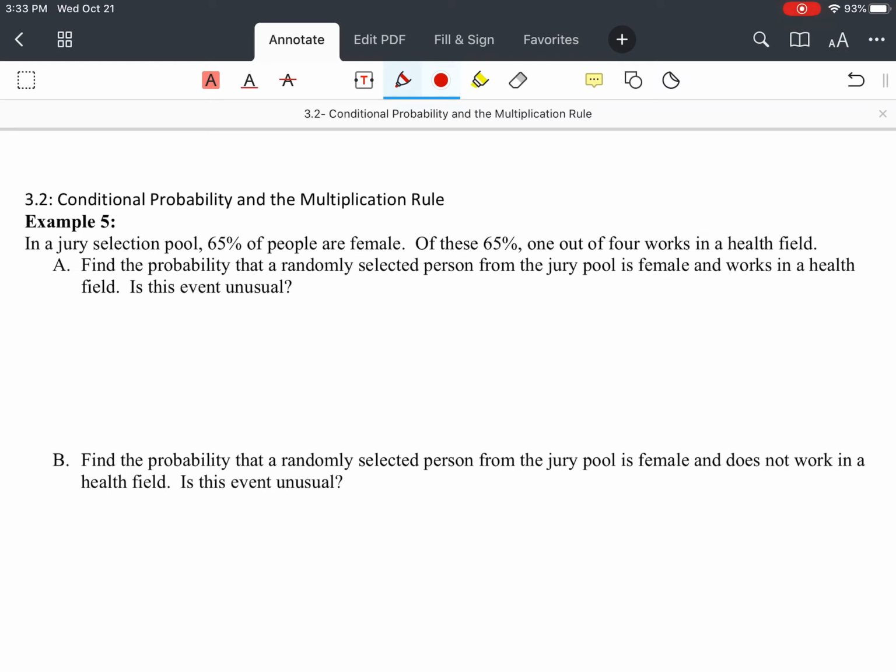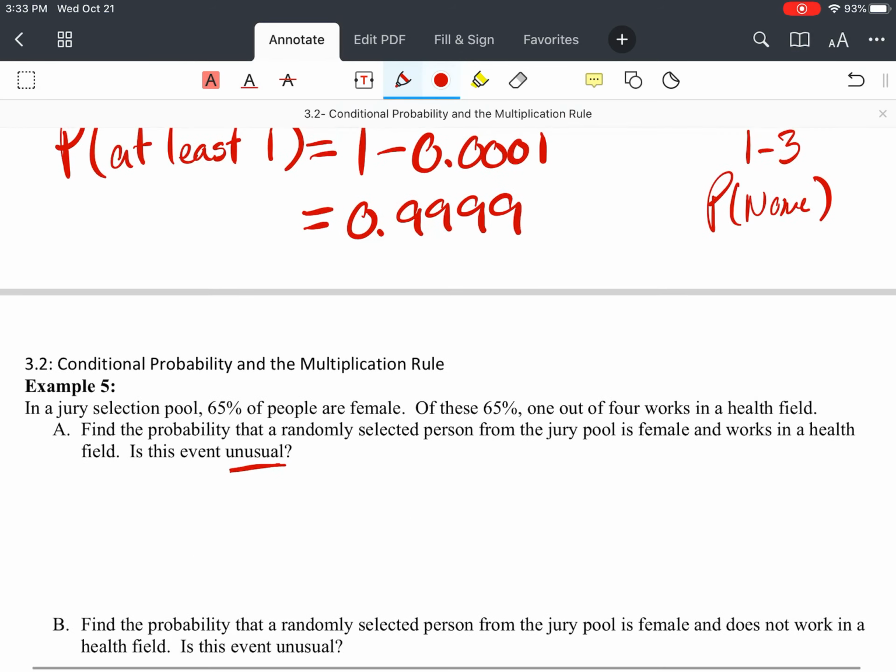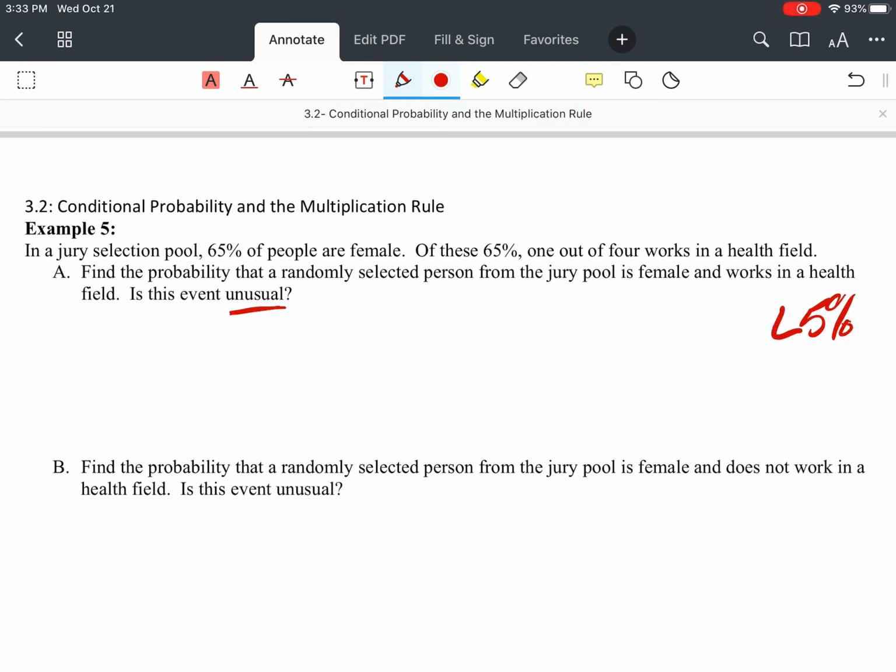Okay, so moving on. In a jury selection pool, 65% of people are female. Of these 65%, 1 out of 4 works in a healthcare field. We want to find the probability that a randomly selected person from a jury pool is female and works in the health field, and then we're going to determine whether this is unusual. So again, we're going back to the definition of unusual in the very beginning. Unusual, remember, is less than 5%.